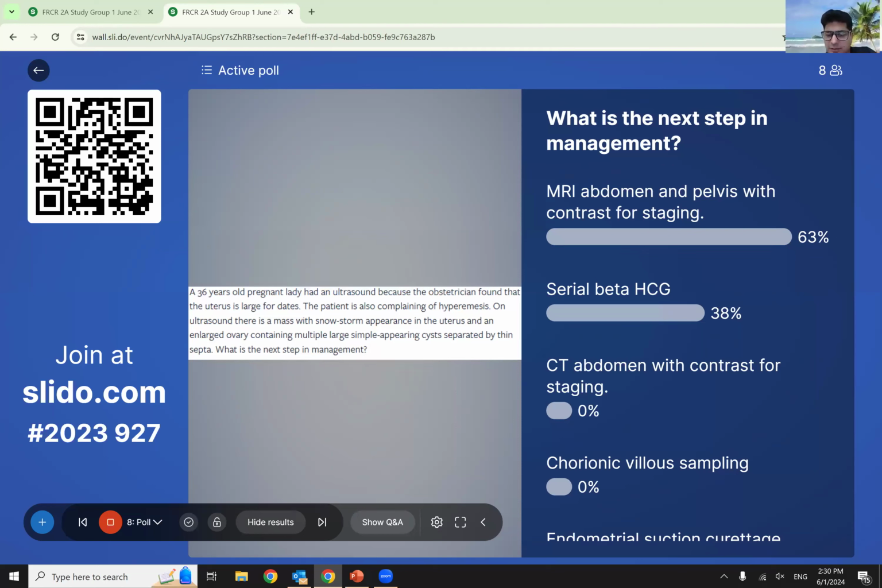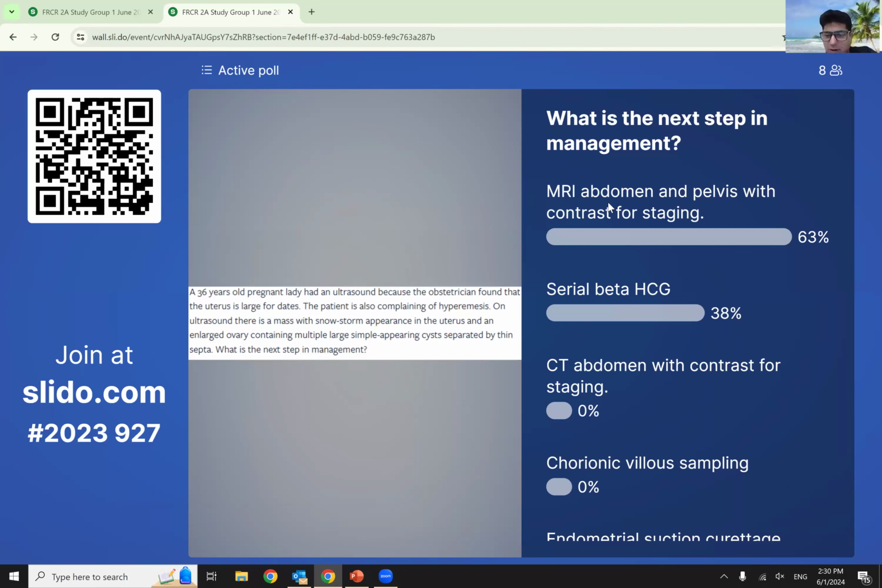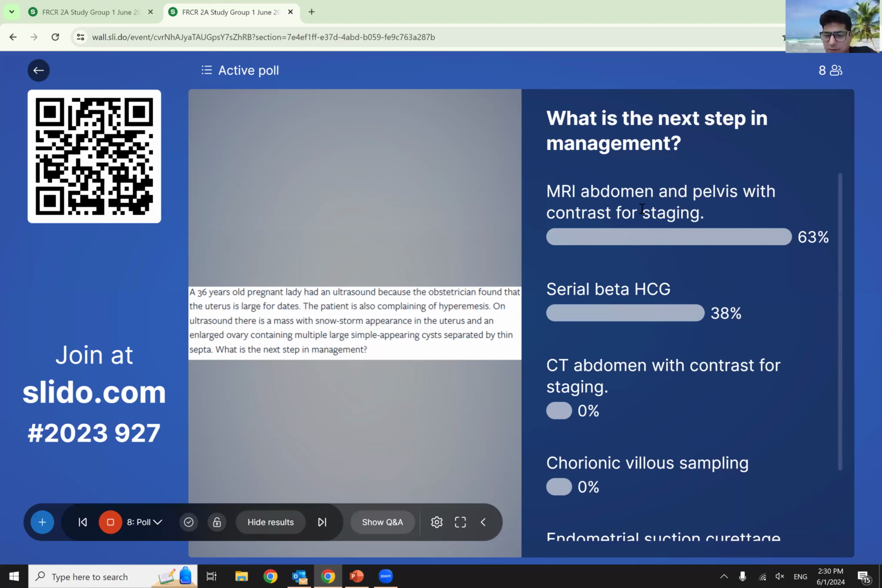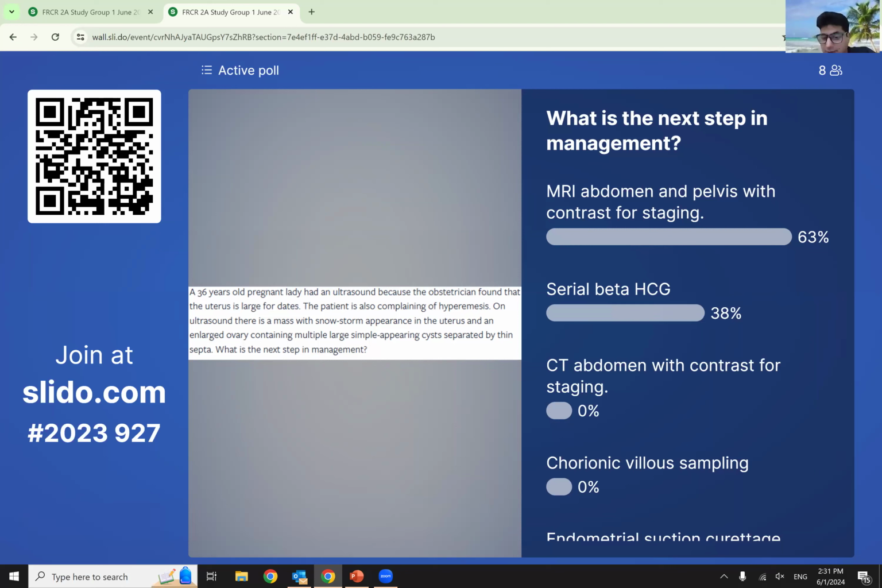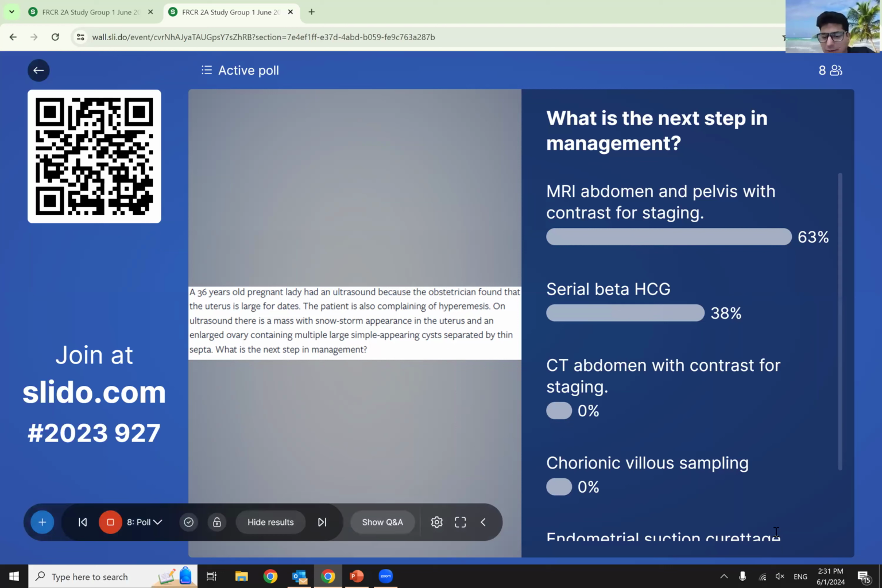Okay, so the patient is symptomatic. The patient already has a hydatidiform mole. We know the patient has a hydatidiform mole. MRI abdomen and pelvis for staging is not necessary in this case because we have the diagnosis, number one. The first thing is to get it out. The correct option is actually the one that no one picked. It's the suction and curettage.